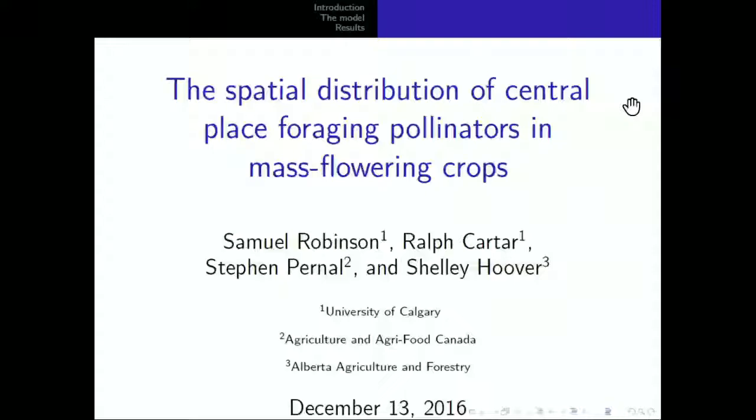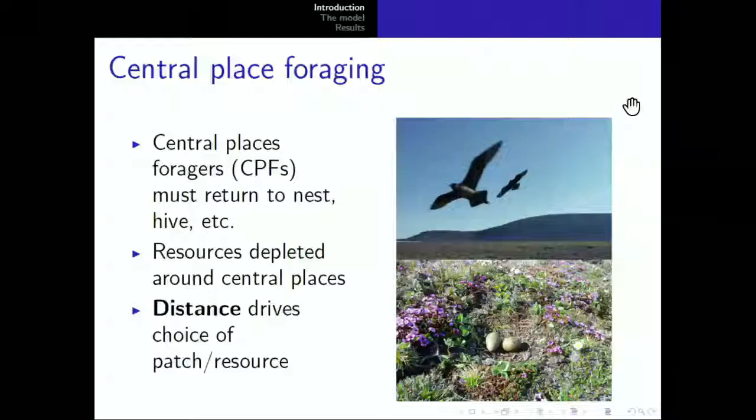The first model that I'd like to talk a bit about is central place foraging. Central place foraging models, or central place foragers, represent a special case of foraging where the foragers have to come back to some kind of central location. For example, you could be a bird that had to return to the nest. This can cause the resources to be depleted around the central places because they prioritize near things more than far away things, right? Like, why would I go to a coffee shop a mile away when I could go to one right across the road? So in this model, distance drives choice of patch and resource.